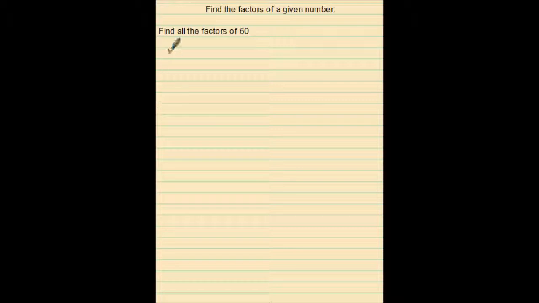You may be asked to find all the factors of 60. So the first thing you need to know is, what do we mean by the factors? They are numbers that divide into 60, and in particular whole numbers that divide into 60. And if two numbers multiply together and give the answer 60, then they are factors of 60.